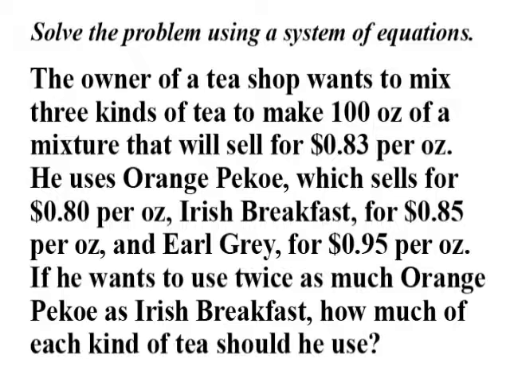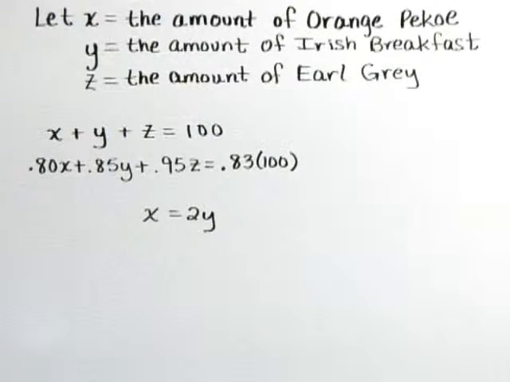If he wants to use twice as much orange Pico as Irish Breakfast, how much of each kind of tea should he use? We've read the problem carefully. Next, define your variables. Let's let X represent the amount of orange Pico, Y the amount of Irish Breakfast, and Z the amount of Earl Grey.